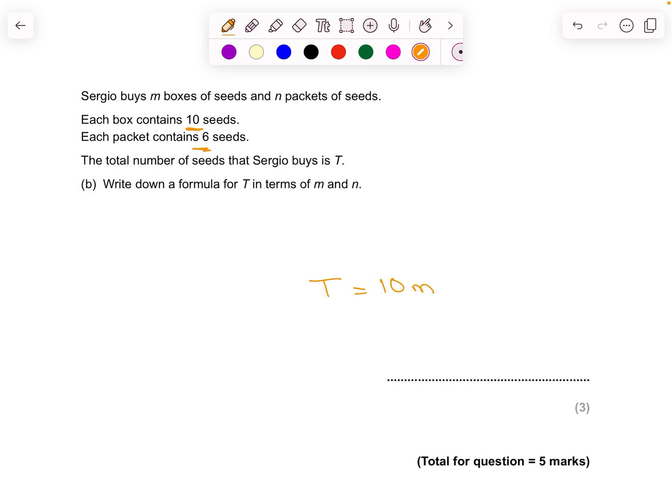Okay? Plus, the same for the packets. I don't know how many packets he's bought. If it was 1 packet, it would be 1 times 6. If it was 5 packets, it would be 5 times 6. But it's not. It's N packets. So it's 6 times N. Okay? So we don't know. So that's it. And that was a giveaway, really, for 3 marks.